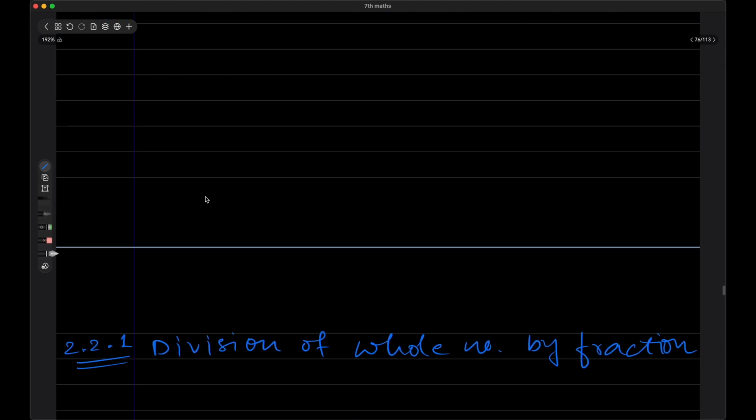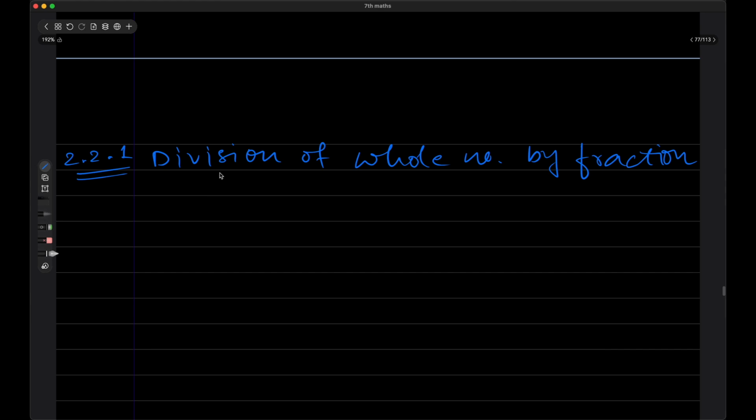Let us start with topic number 2.2.1, division of whole number by fraction, that is division of whole number starting from 0, 1, 2 up to so on, and fraction is of the form a divided by b, where a and b are natural numbers.